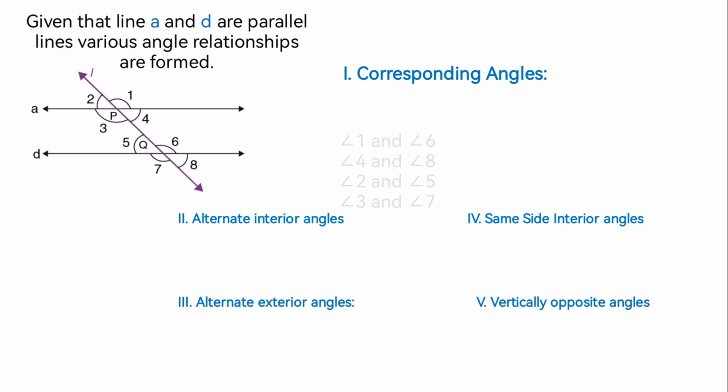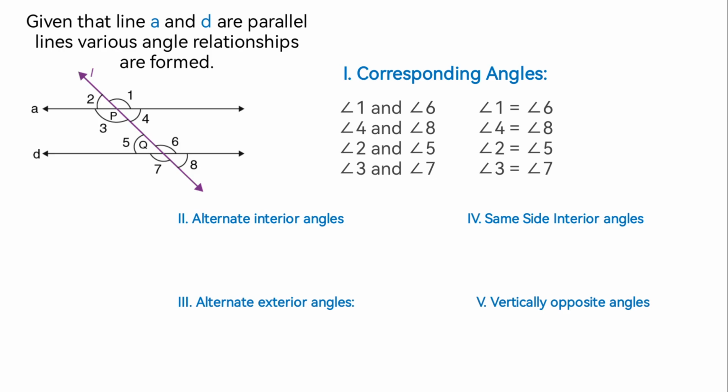Speaking about corresponding angles, we have angle 1 and angle 6. So angle 1 and angle 6 are corresponding angles. And we can say that since they are corresponding, then angle 1 is equal to angle 6. Next relationship is angle 4 and angle 8. Our angle 4 and angle 8 are also corresponding angles. What else? Angle 2 and angle 5. They are said to be corresponding angles.